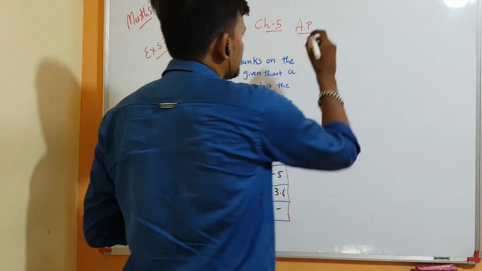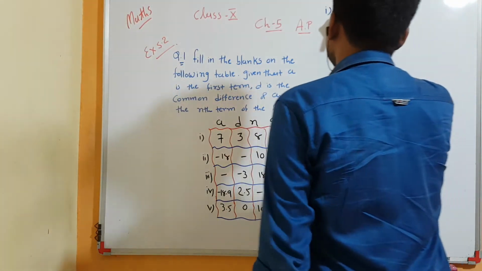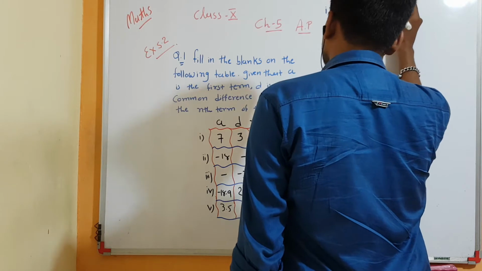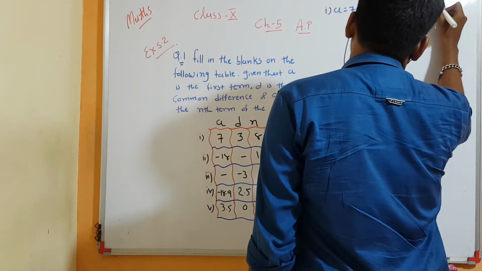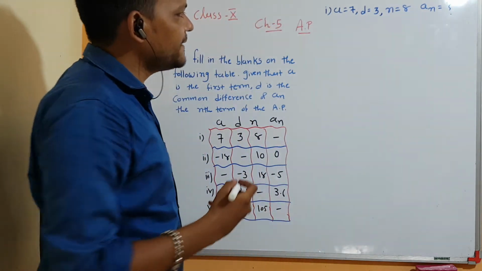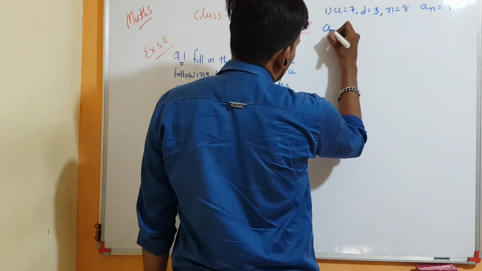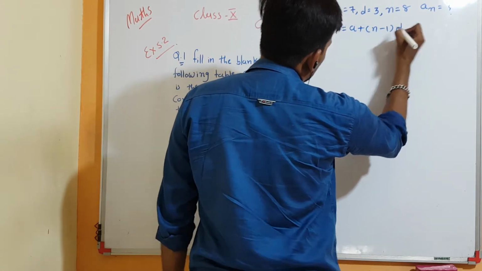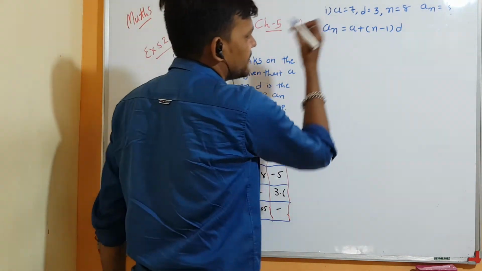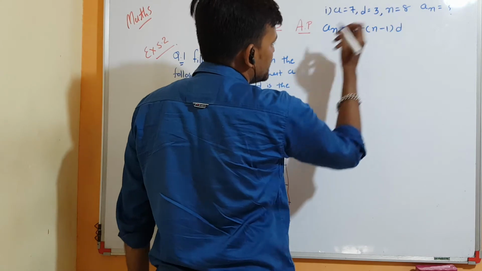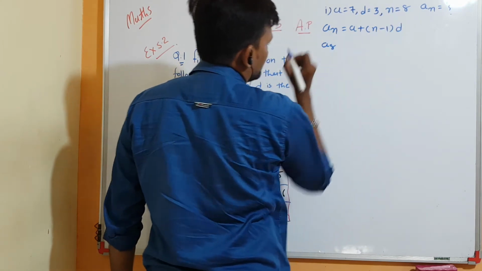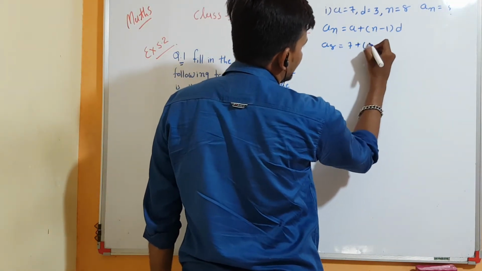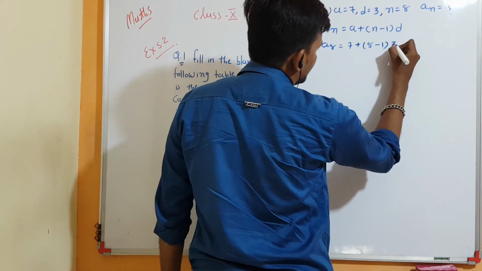So let's start. In the first part, a is given 7, d is given 3, n is given 8 and you have to find a_n, that means the nth term, right? Now you know the formula of the nth term very well: a_n equals a plus n minus 1 into d, where a is the first term, d is the common difference, and n is given as 8, that means the 8th term. Put the value of a, it is 7, plus, put the value of n, it is 8 minus 1, and d is 3.